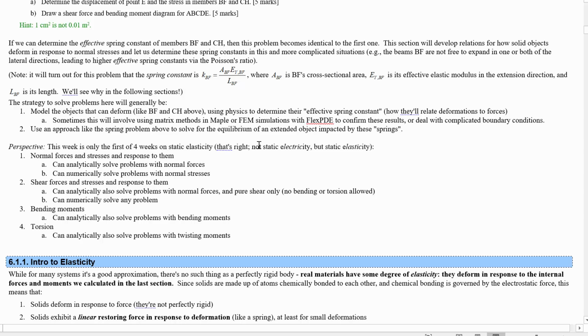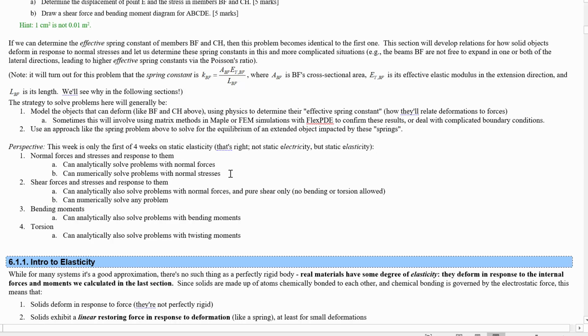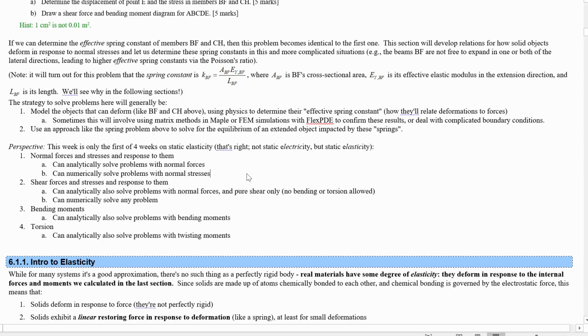Well, I almost said it myself. Static elasticity, not electricity, but static elasticity, normal forces and stresses and response to them. And after this, we're going to be able to analytically solve problems with normal forces, that is perpendicular forces, and numerically solve problems with normal stresses and understand how stress and strain are related in 3 dimensions within a 3-dimensional bulk object. Next week, we're going to be adding in shear forces.